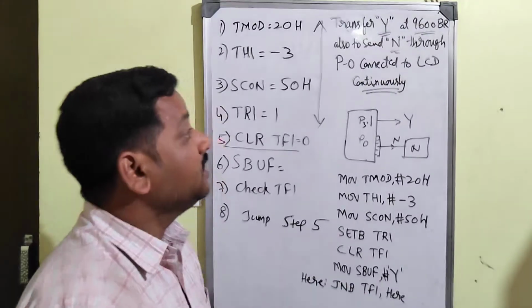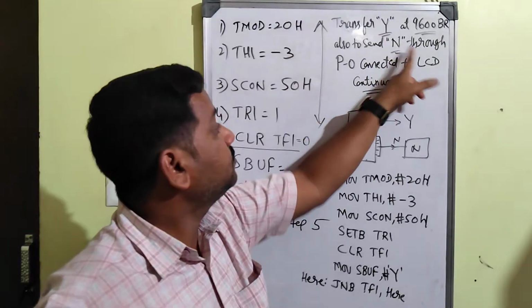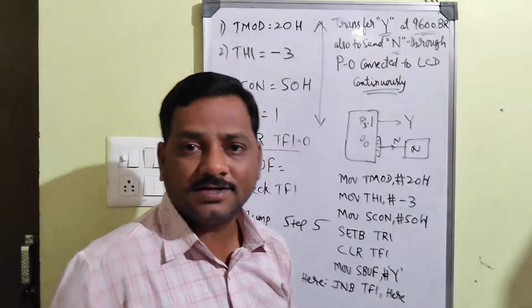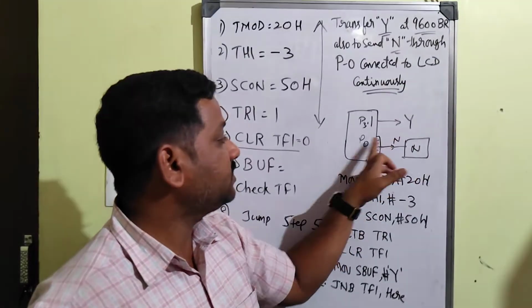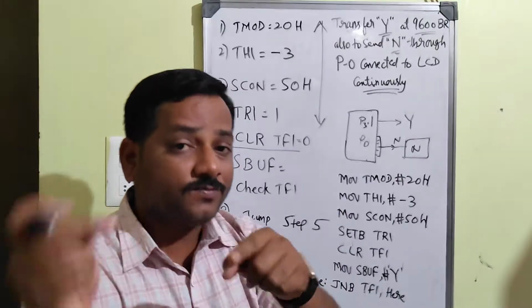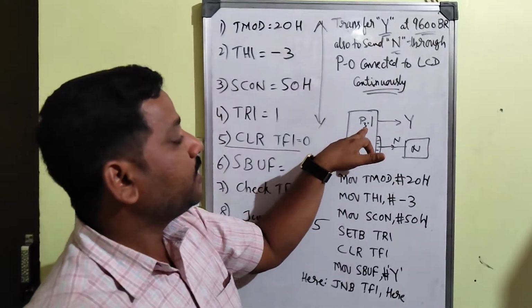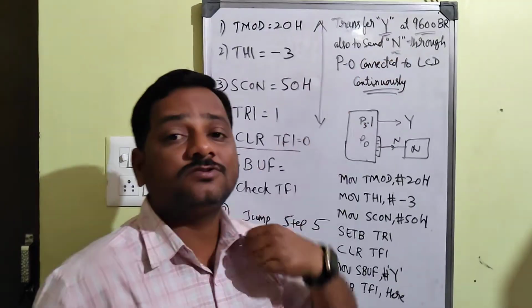So what is next? Here they have given one more task: send N through port 0. Connect it to the LCD display. So for port 0, we have a parallel LCD display here. So just put N into that port 0. Then it will transfer in parallel. It is not serial. If it was serial, then you would have to use only this pin, P3.1. But they have mentioned that it has to be sent through port 0.